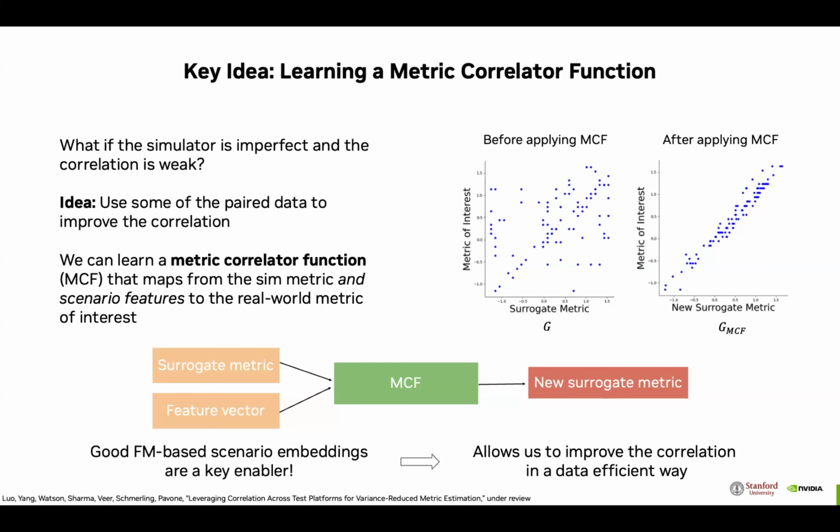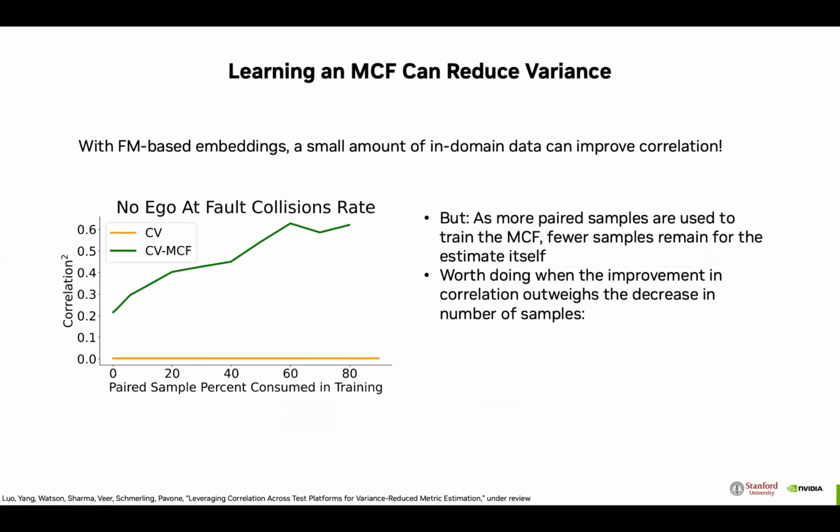And you can see on the bottom right there that we can readily learn new surrogate metrics that are much better correlated. So they are on the x equals y type of line. Why do we use foundation model features in order to learn this metric correlator function? In order to learn this metric correlation function, you have to use some fraction of the paired simulated and real-world samples. So you're left with fewer real-world samples to do validation. So you lose a little bit. So you'd like to use as little data as possible to do so.